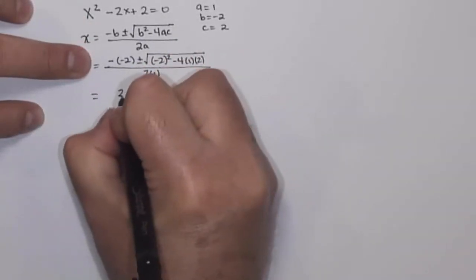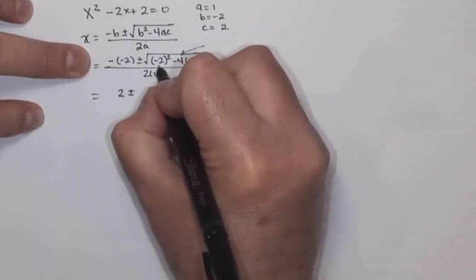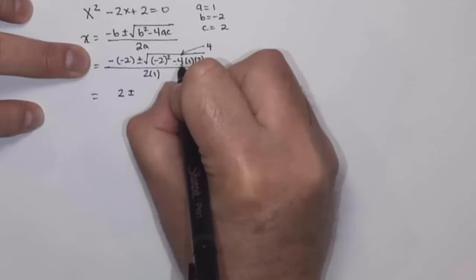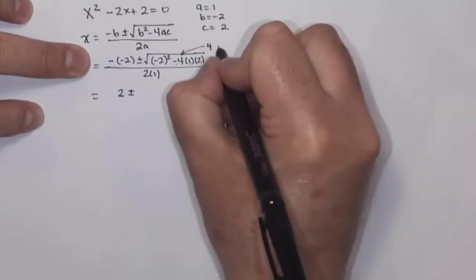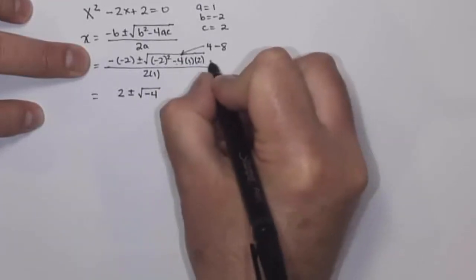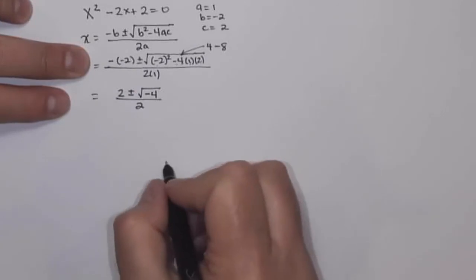The negative of negative 2 is positive 2. And then underneath the square root here, we have negative 2 squared, which is 4. And we have minus 4 times 1 times 2, which is minus 8. So that's the square root of negative 4. 4 minus 8 is negative 4, and that's all over 2.